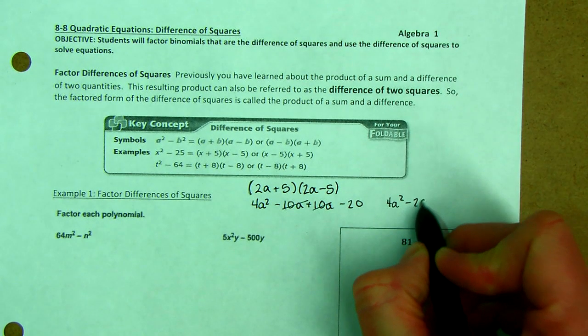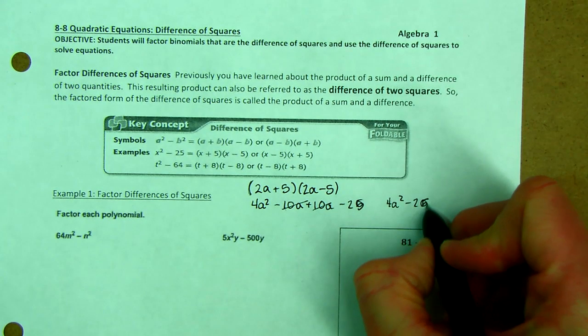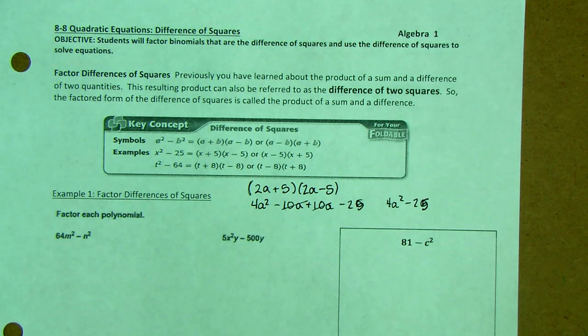Okay, so we have to think about that when we come across polynomials, specifically binomials, that are a difference, a subtraction, of perfect squares. We can factor them using this process, just going backwards. Okay, so take a look at these two examples.